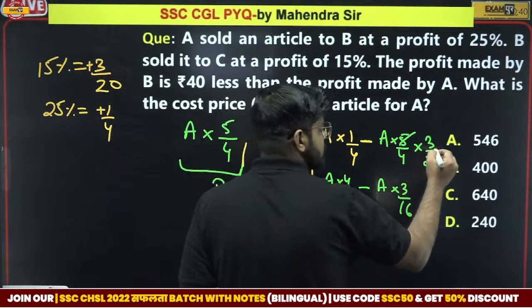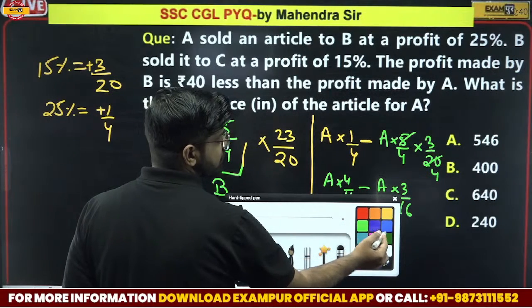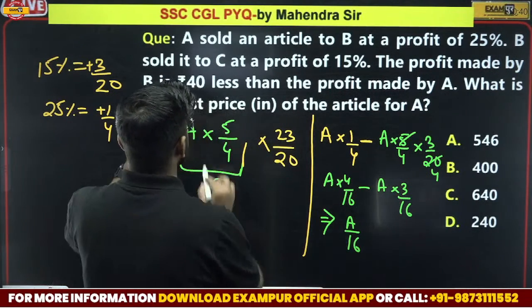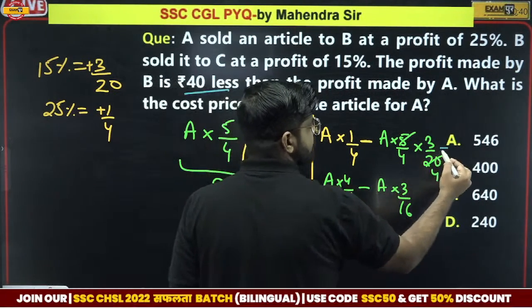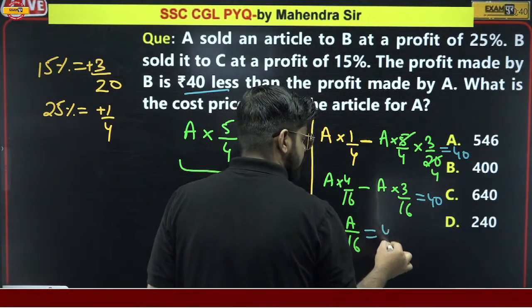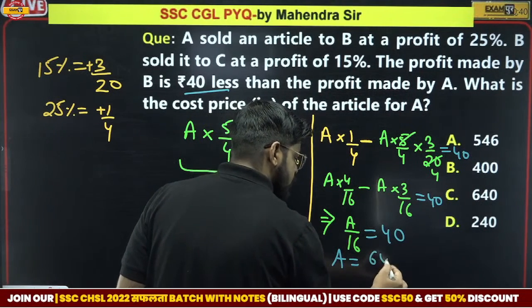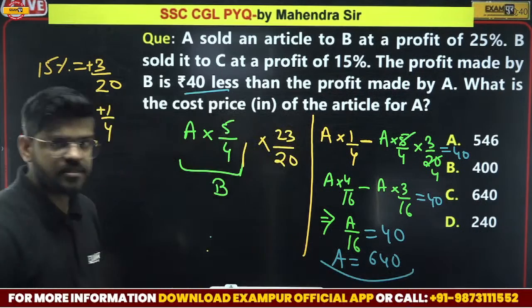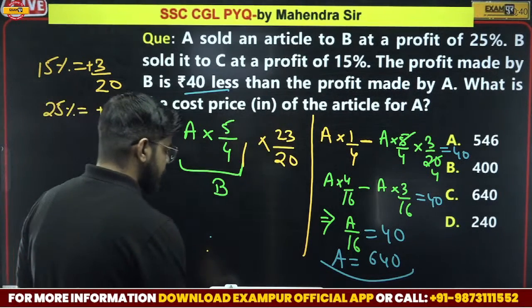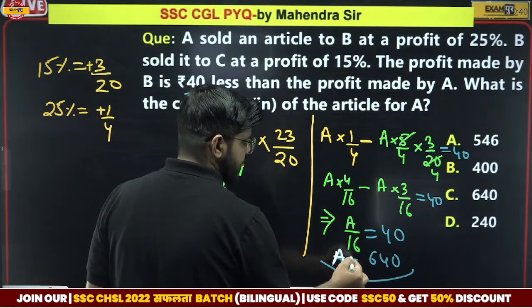And this is actually the difference. This difference is actually given in the question. What is this difference? This difference is 40. So my answer is what? My answer is 16 into 4, 640. Is it clear? Did you get that 640, all of you?